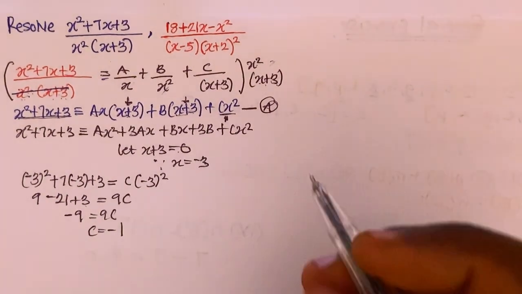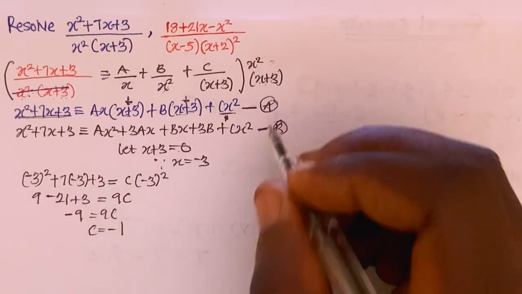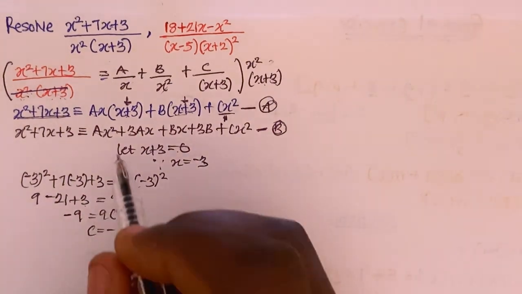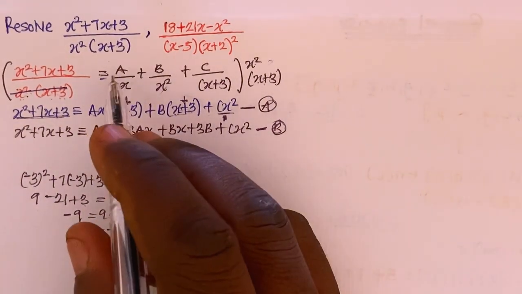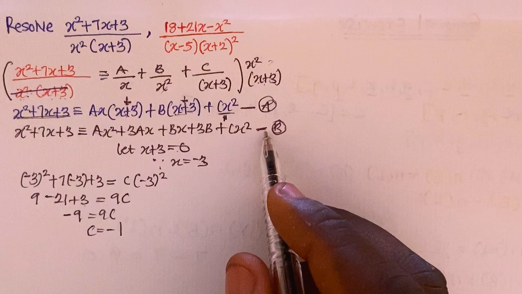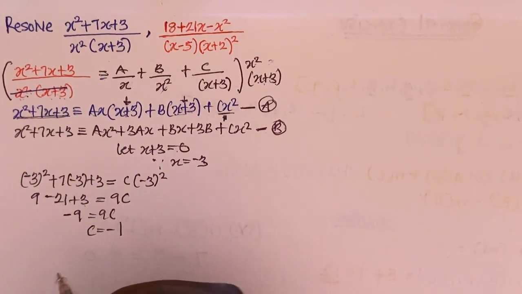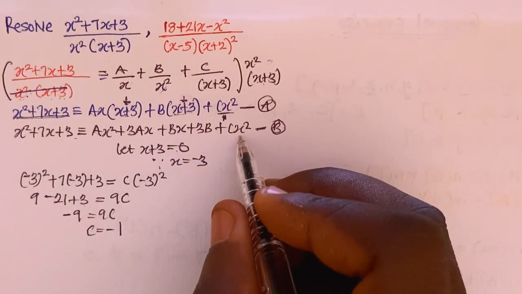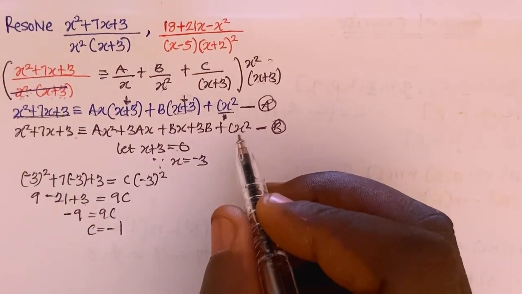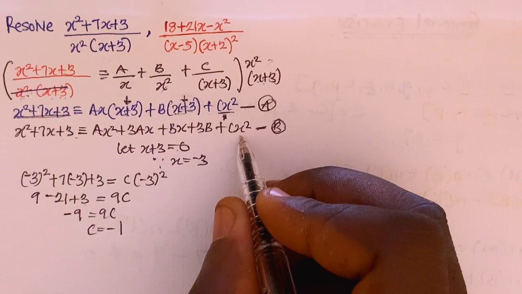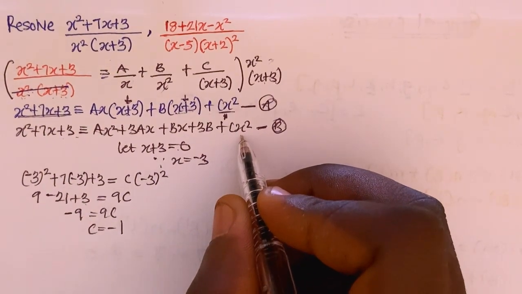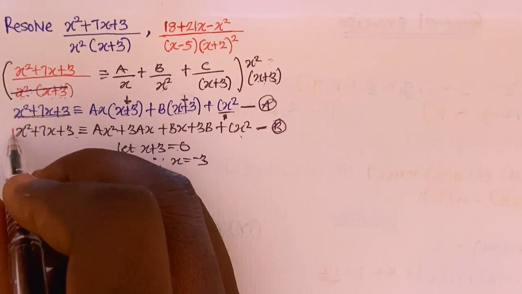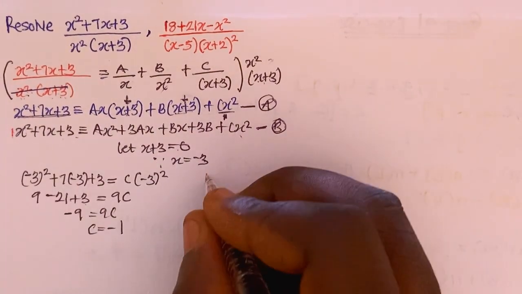So what I'm going to do is use expression b. Using expression b now, I'm going to compare the coefficients. Since I still have factors a and b, I need to get the values of a and b. So I will compare the coefficient of x squared on the left hand side with the coefficient of x squared on the right hand side. The coefficient is actually 1, right? So here I'm going to have 1 equal.